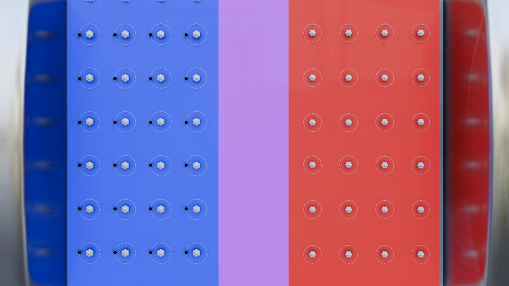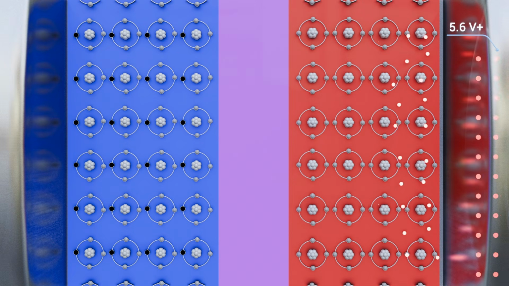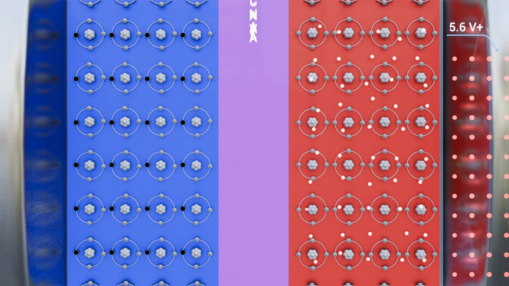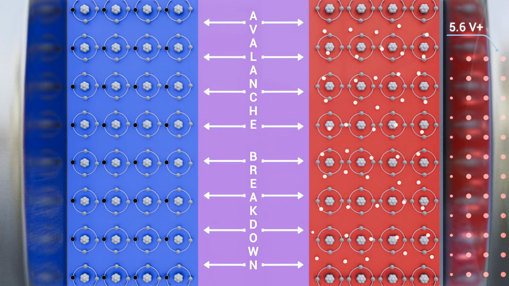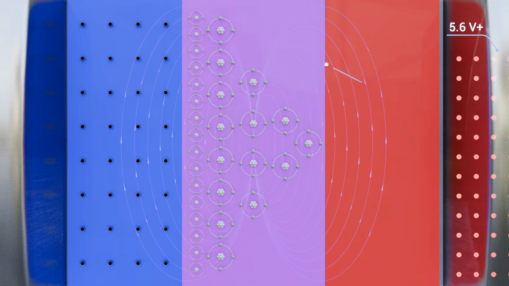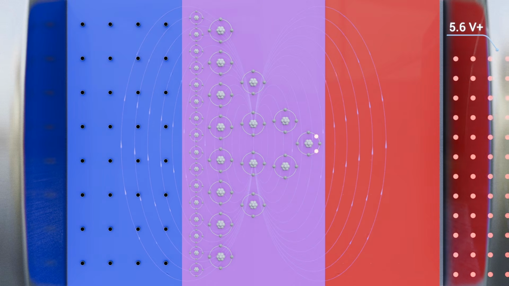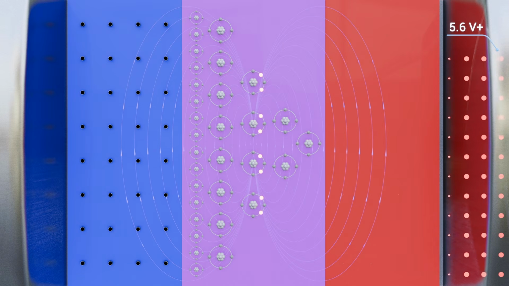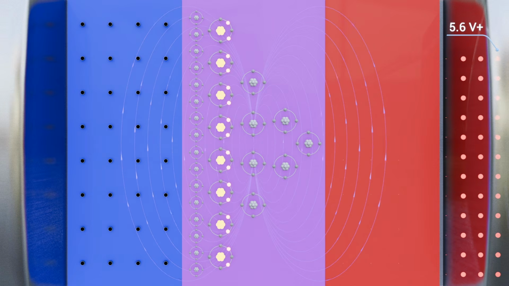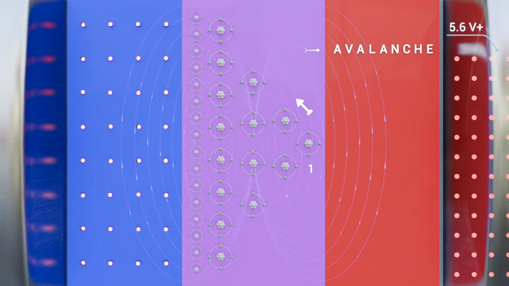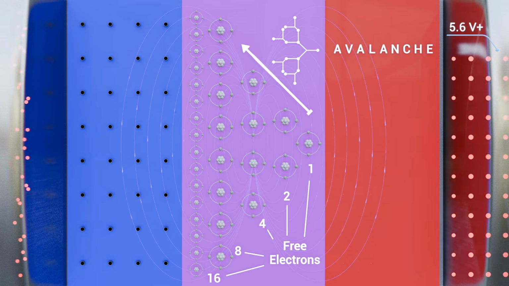At higher breakdown voltages, typically above 5.6 volts, a different mechanism becomes dominant, known as the avalanche breakdown. In this case, the depletion region is wider and the electric field accelerates charge carriers to high energies. These energetic carriers collide with atoms in the lattice, knocking loose additional electrons. Those newly freed carriers are then accelerated as well, creating a chain reaction. This is called an avalanche, and it leads to a sharp rise in reverse current.